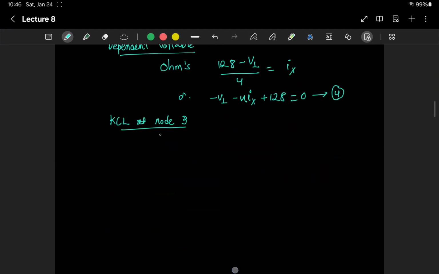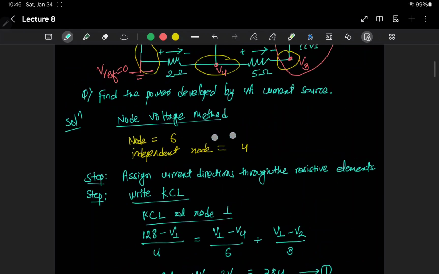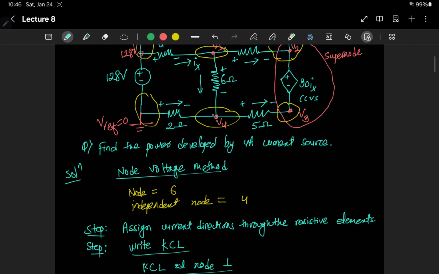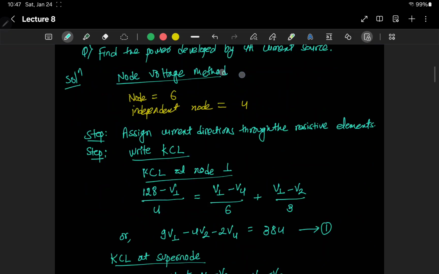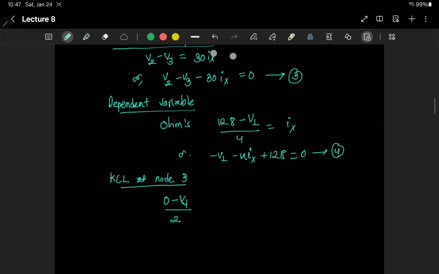So KCL at node 3 will be 0 minus v4 divided by 2, which is this current going into the node. So 0 minus v4 divided by 2, and then there is another current coming, v1 minus v4 divided by 6. So we add this plus this, which should be equal to v4 minus v3 divided by 5 ohm. So write it down again here.